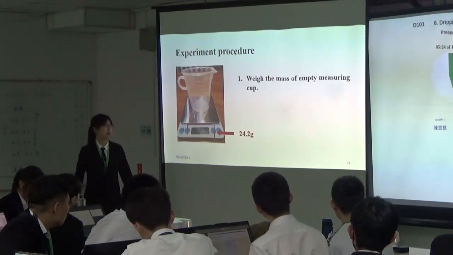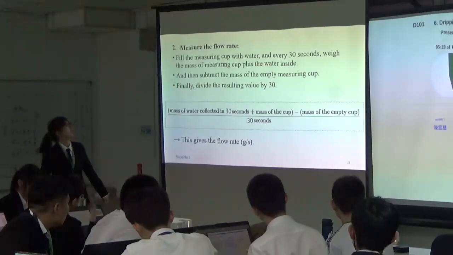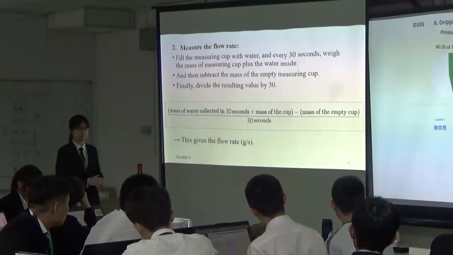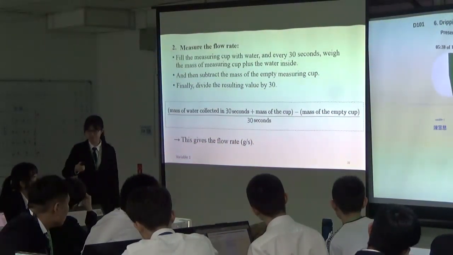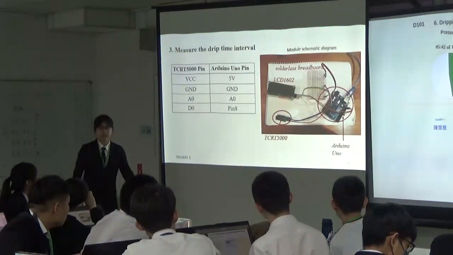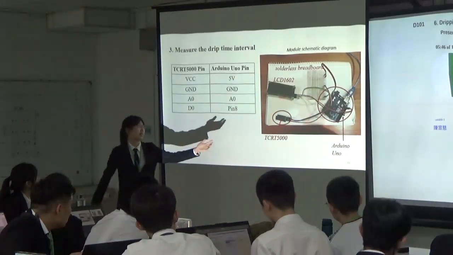So here's my procedure. We weigh the mass of the empty measuring cup. Then we measure the flow rate. We fill the measuring cup with water, and every 30 seconds we weigh the mass of the water and divide it by 30, and this gives us the flow rate. Our third step is to measure the drip time interval, and we do this step while we measure the flow rate.